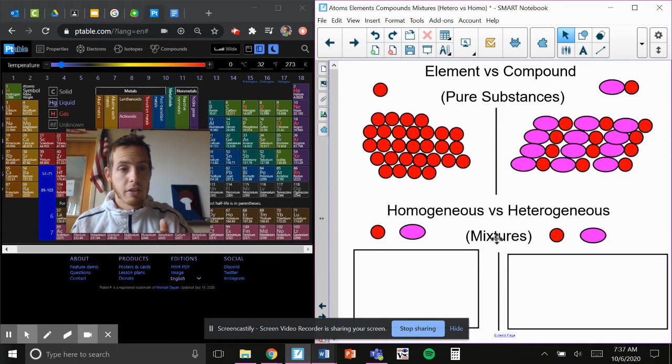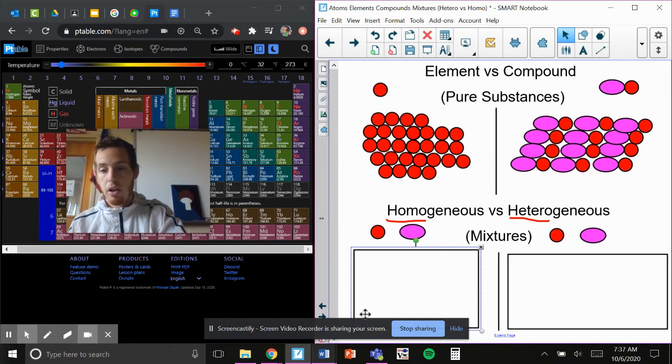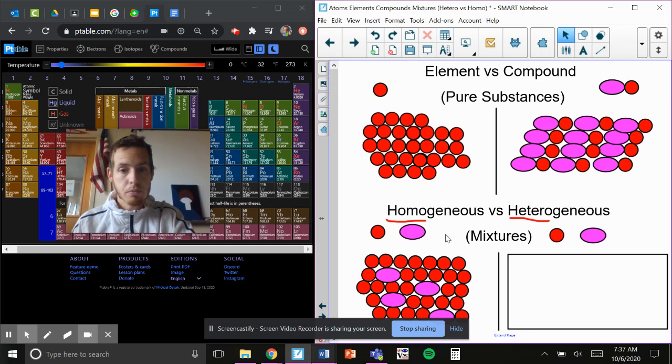Now, a mixture is again two or more different things that have been blended together. A homogeneous mixture, again from the root, means the same. Or hetero's root means different. So what you're going to have is a homogeneous mixture. It's going to look the same throughout. So what might that look like? Well, that might look something like this.